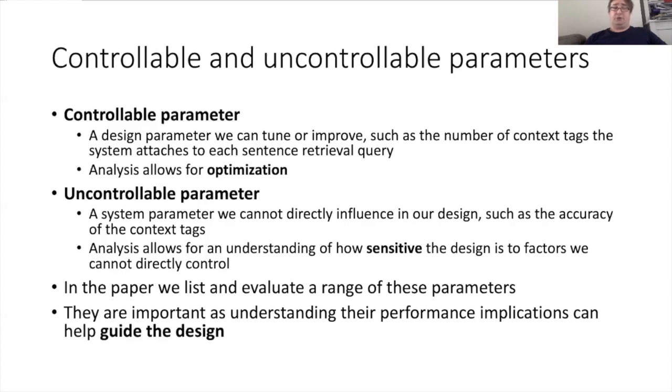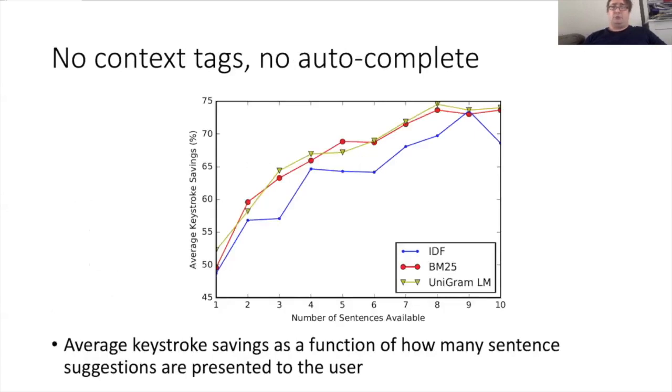In the paper, we list and evaluate a range of these parameters. And they are important because understanding their performance implications can help guide the design. In a short presentation, it is infeasible for me to go through these parameters in detail, but they are described in detail in the paper. And for interested listeners, I refer people to the actual paper. In what follows, I am going to show a couple of highlights from the envelope analysis.